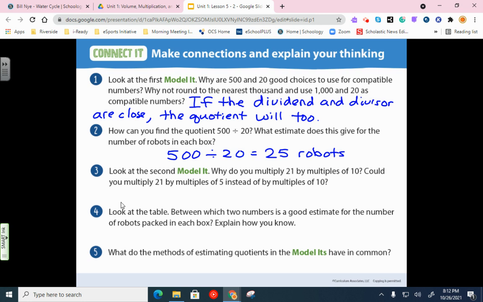Why did you multiply 21 by multiples of 10? Could you multiply 21 by multiples of 5 instead of by multiples of 10? And here's the reason why we use a 10 instead of a 5. Multiples of 10, aside from the fact they're easier, this is why they're easier: multiples of 10 only deal with one non-zero digit.